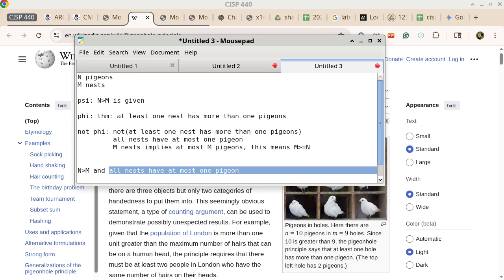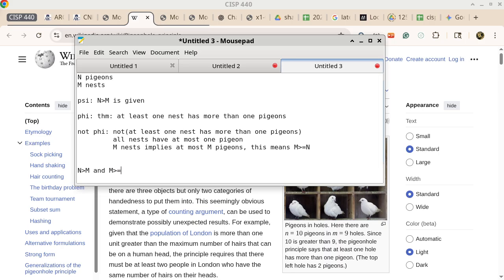The conjunction is now saying that all nests have at most one pigeon, which is essentially the same thing as m is greater than or equal to n. And now we have a contradiction, because this has to be false. It is not just false, it has to be false, because you cannot have n greater than m and at the same time m greater than or equal to n. These two are mutually exclusive. Is that okay?